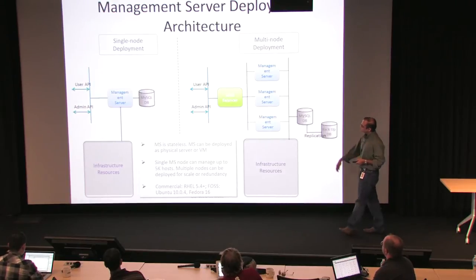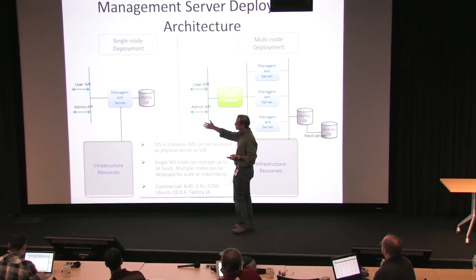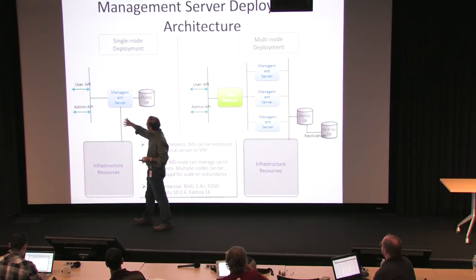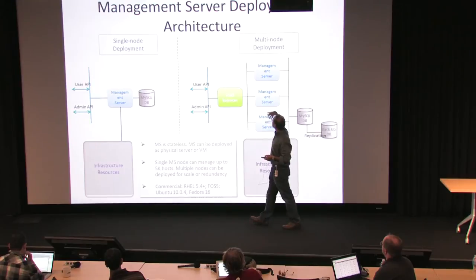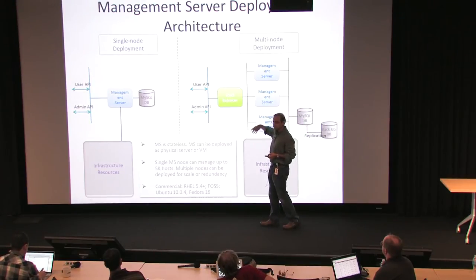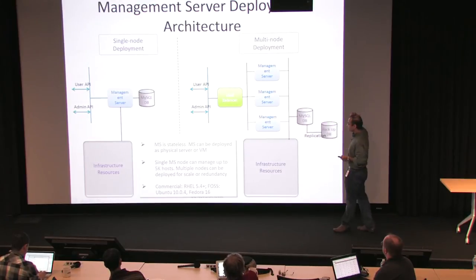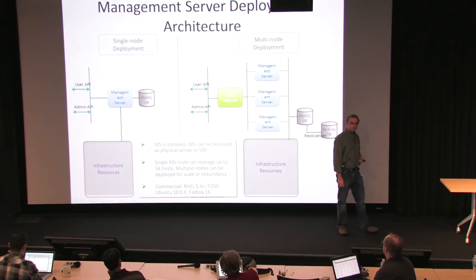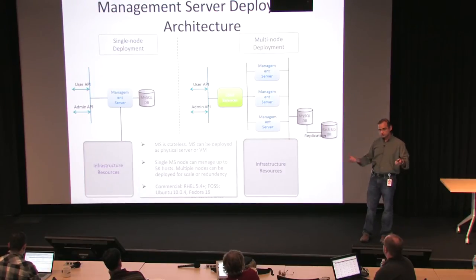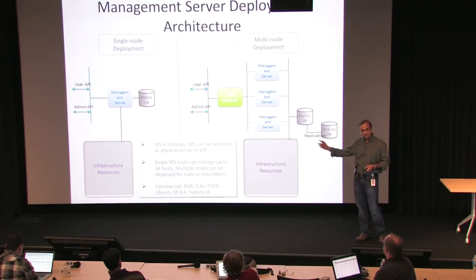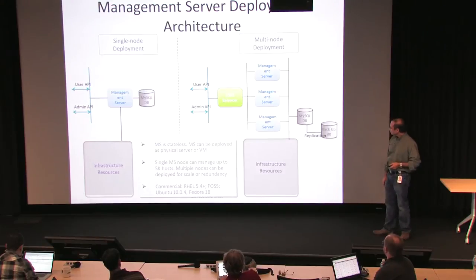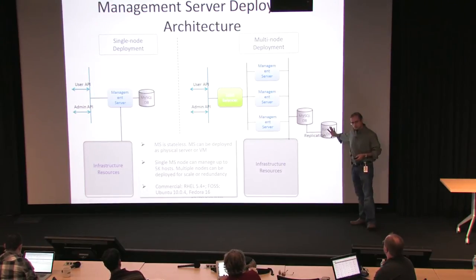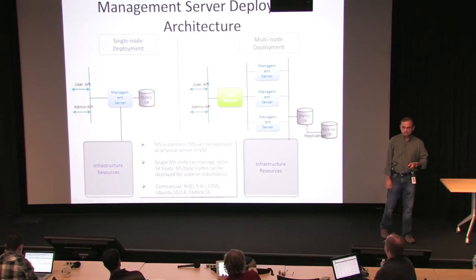If you have a single management server, it talks to a MySQL database. You typically put it behind a firewall so that admin and user APIs can access it. If you do a multiple management server cluster, you put a load balancer in front of it, so you get automatic sharding of user requests. The management servers talk to each other and automatically shard the physical resources underneath. If there are three of them, they each pick one third of the hosts to manage. And you really want to do slave replication to make sure your database is reliable.